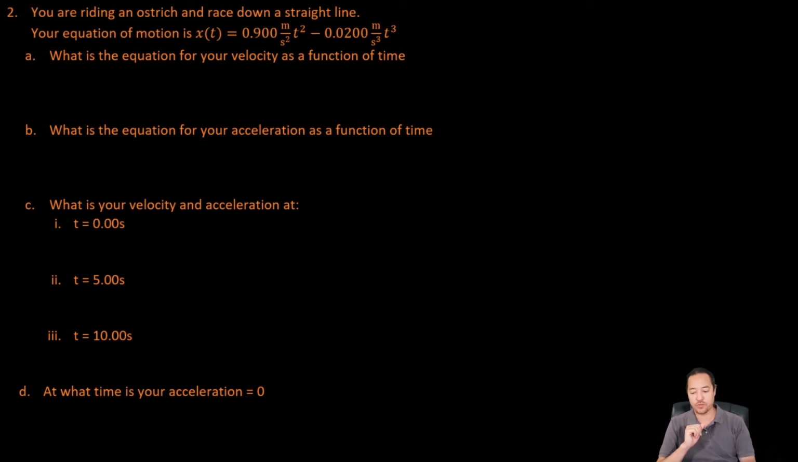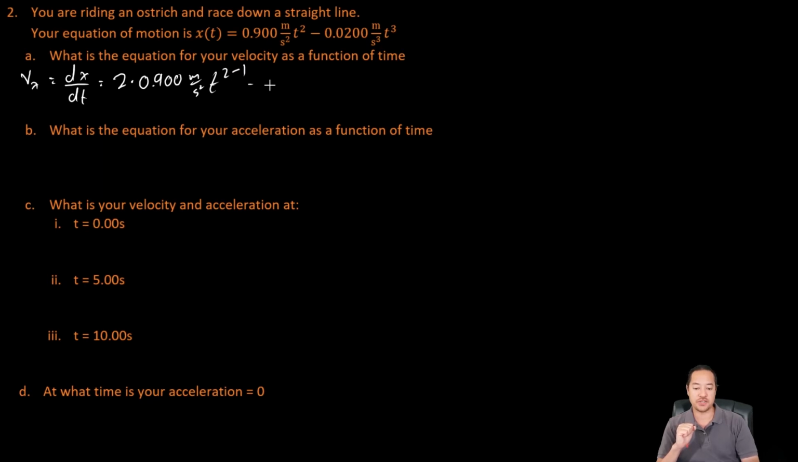So this is something that we had looked at in a previous section here, and we know that the velocity is going to be equal to the time derivative of the position equation, right? So let's figure out what that is going to look like. Well, if this is our position equation here, we're going to take the derivative using the chain rule, right? So the first term is going to be 2 times 0.900 meters per second squared. It's going to be t to the power of 2 minus 1, right? So that's the chain rule for the first term.